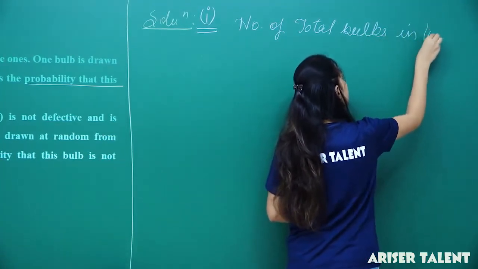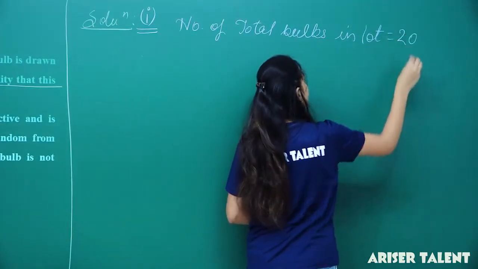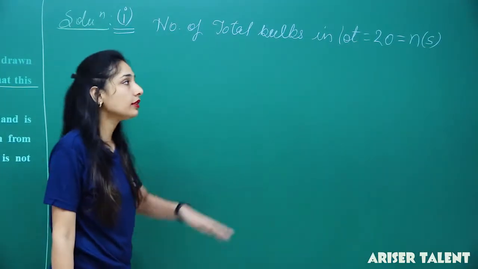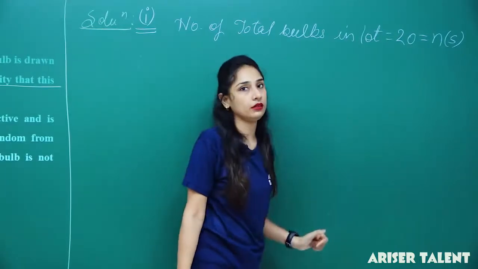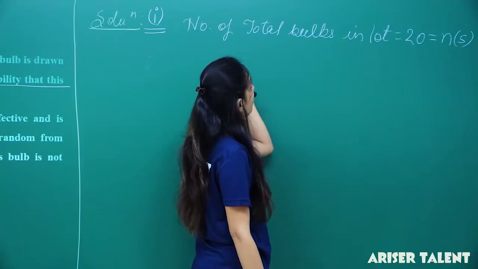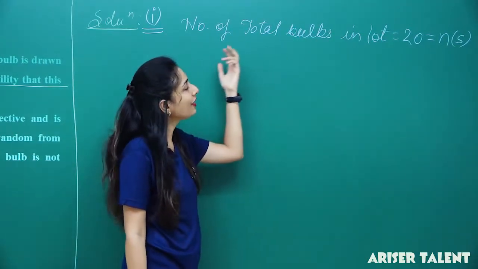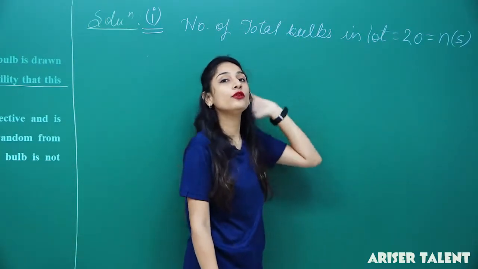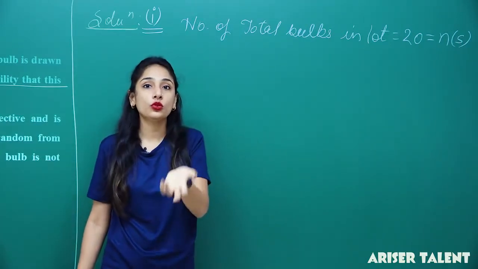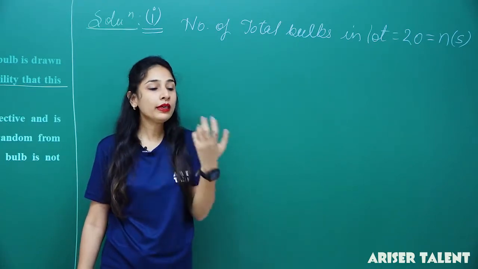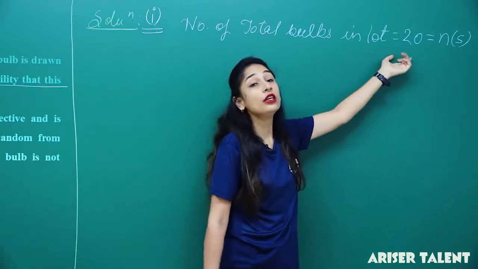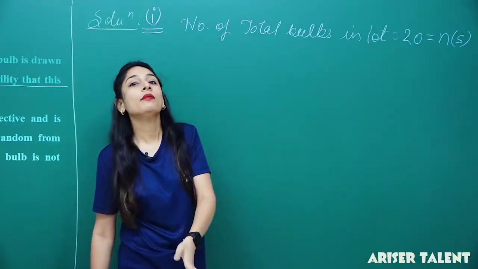in the lot is equal to 20, and that is also your n(S), right students? This is also your n(S). Why n(S)? Because the number of lots is 1, the number of total bulbs will be equal to the number of total outcomes. You may pick randomly any bulb, so that's why you'll have 20 as the total number of outcomes.